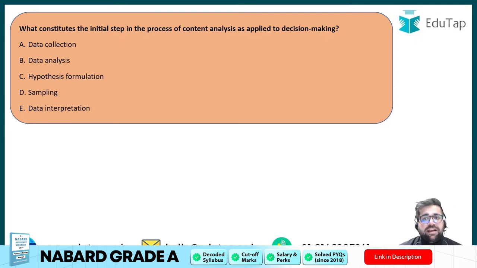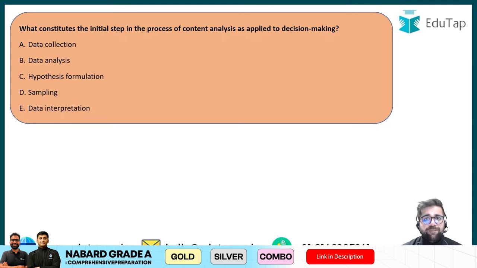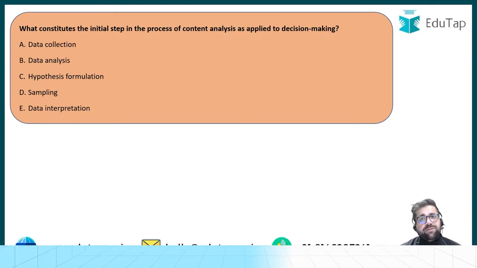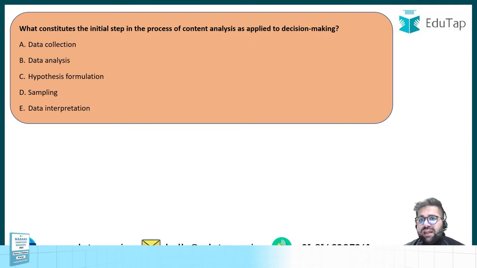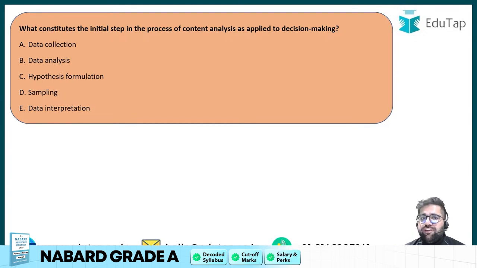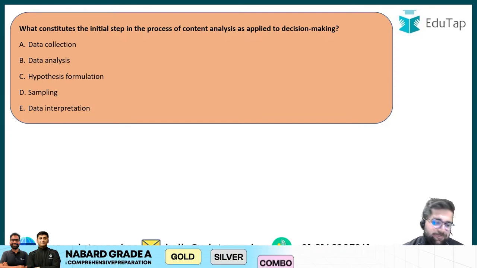If I am doing content analysis, so what is the first step? Remember, whenever we are talking about a process, there are series of steps, there are multiple steps. But whenever there are multiple steps, try to remember the first and the last step. That is more than enough. You cannot remember everything, right? So what constitutes the initial step in the process of content analysis as applied to decision making? The answer will be option A or B or C or D or E. Come on, please give me your right answers.